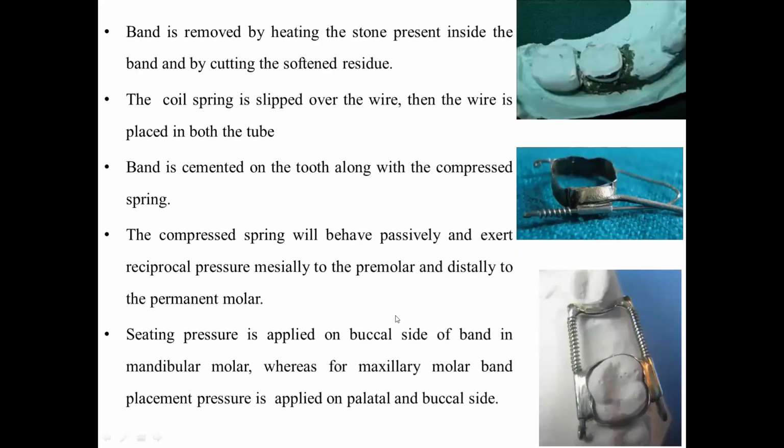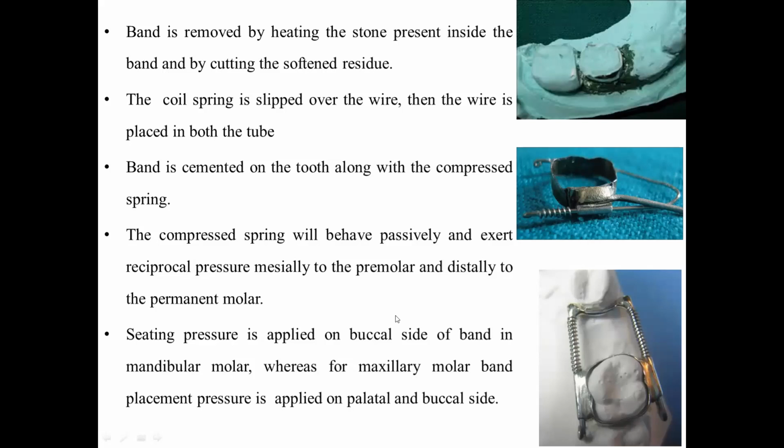This is the procedure. Actually, I've already explained it to you, so I'm not going to explain it again. You can have a look at how the procedure was carried out. As I told you, first we selected a band of the appropriate size. Then we fixed the band in the patient's mouth. Then we took the impression. The band was shifted into the impression. Then we poured the model.